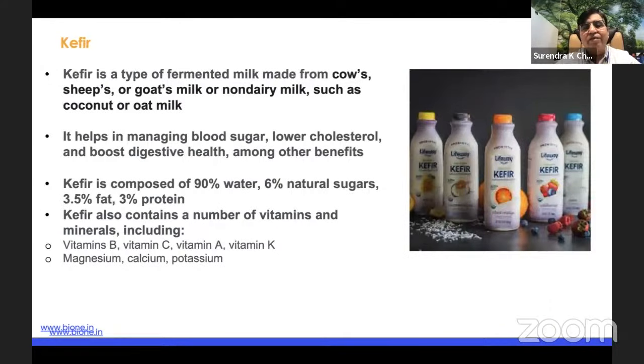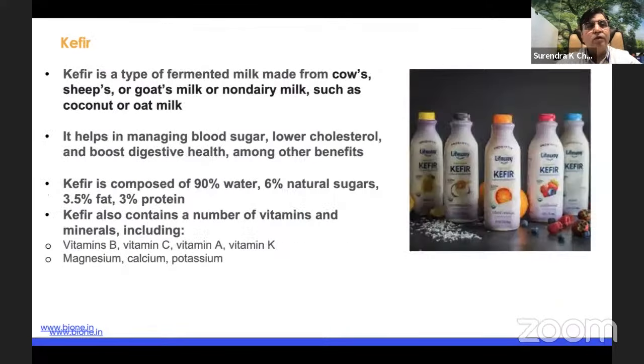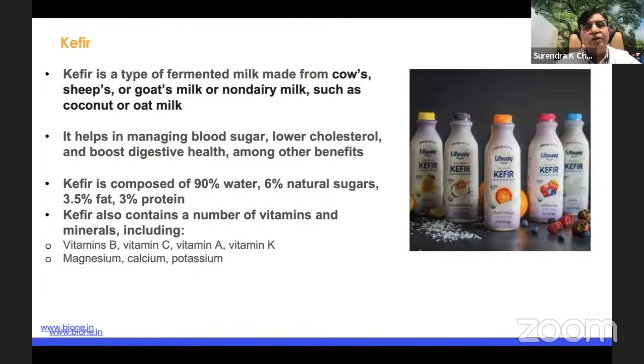Another product is kefir. This is basically based on kombucha, which is purely based on black tea or green tea, a fermented product. Kefir is basically fermented cow milk, goat or sheep milk, or coconut milk has been used in it. It helps to boost digestive health, lower cholesterol and blood sugar, and has important vitamins and minerals.